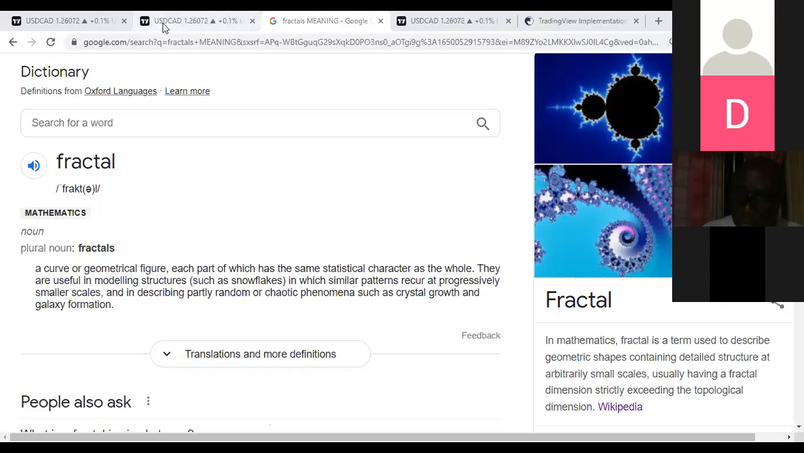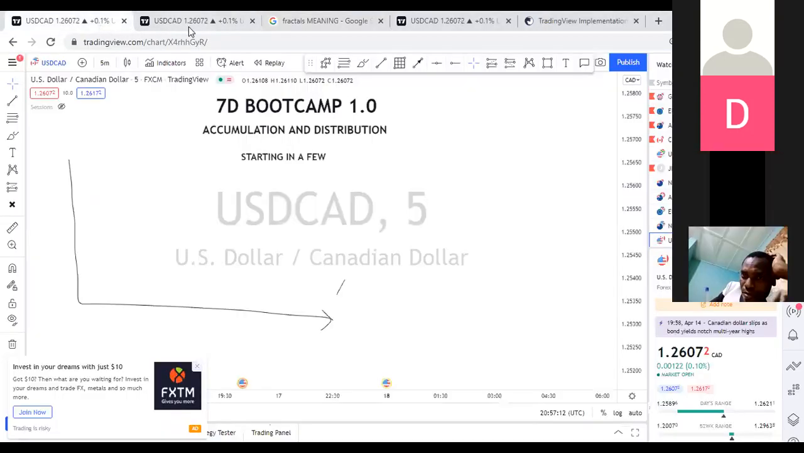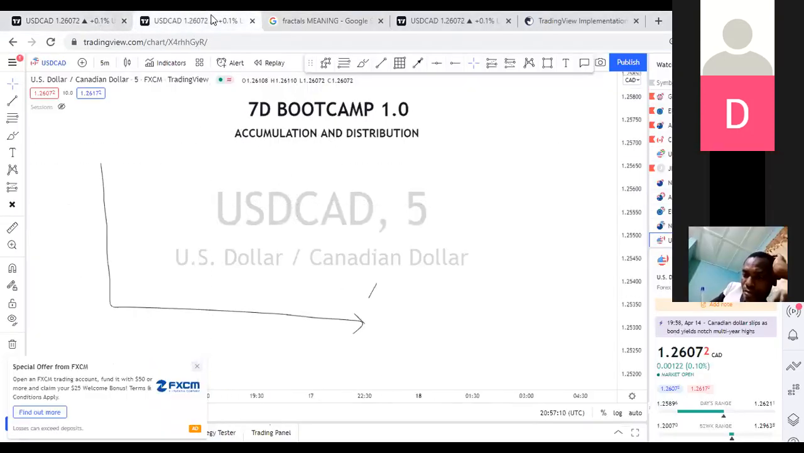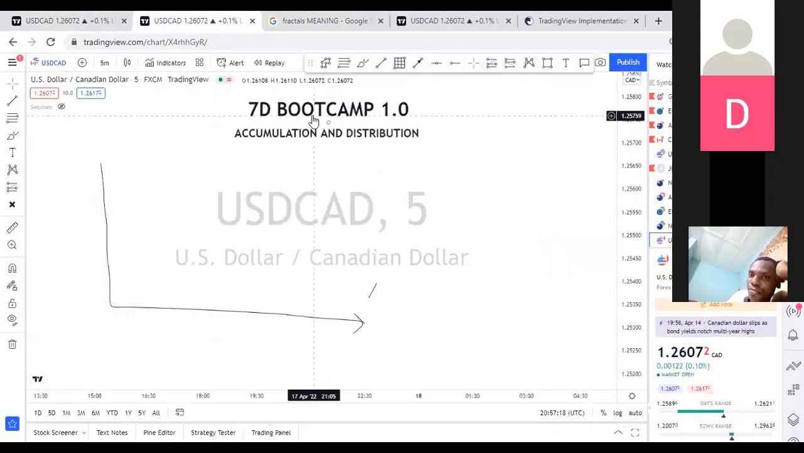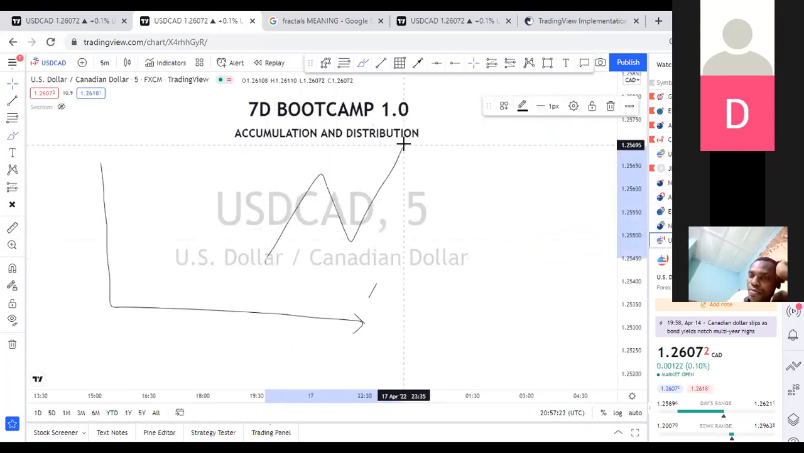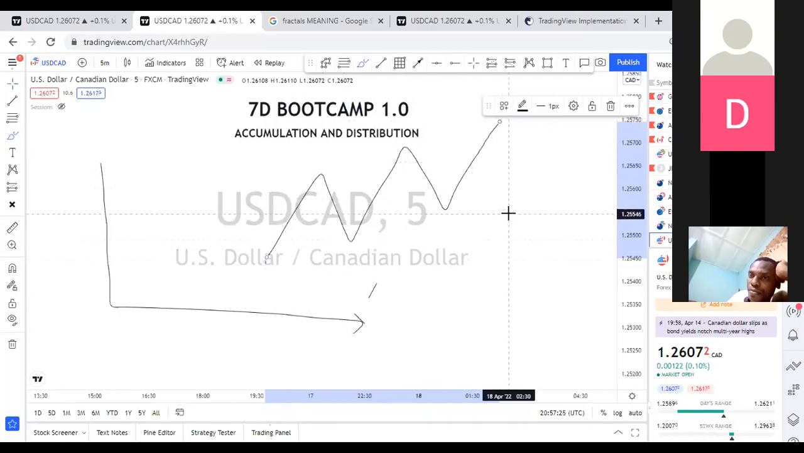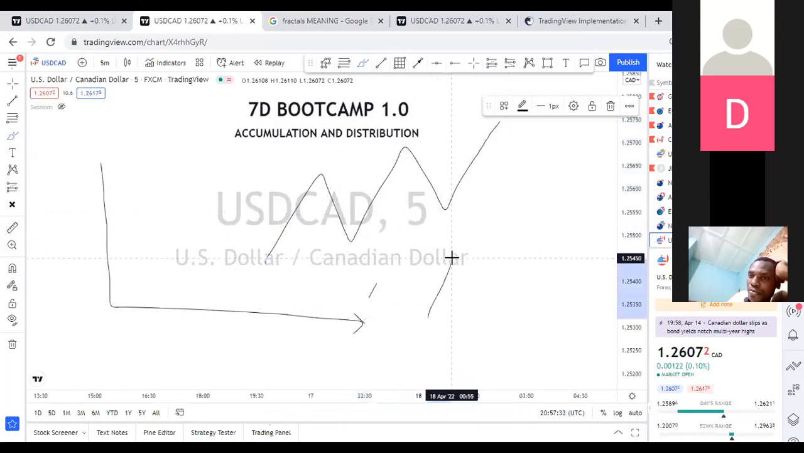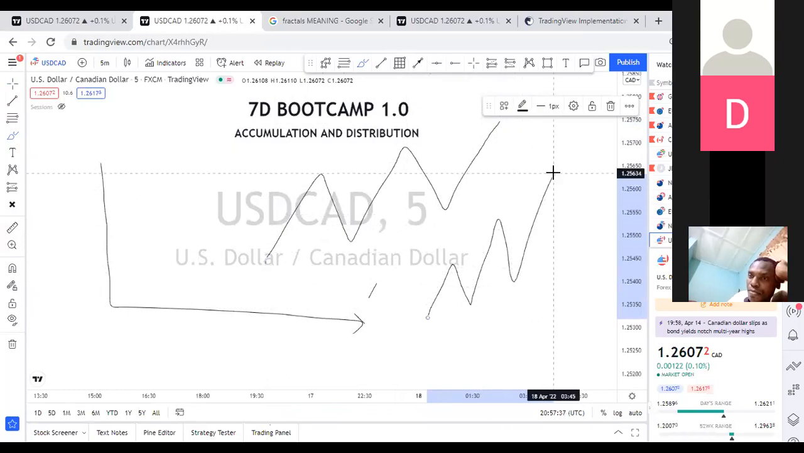This is what it means, right? This is what we mean when we say price is fractal. So if I have higher high, higher low, higher high, higher low, higher high on the daily time frame, this tells me that on the 1 minute time frame, I would also have higher high, higher low, higher high, higher low, higher high on the 1 minute time frame, guys. Do we understand it up to this point?